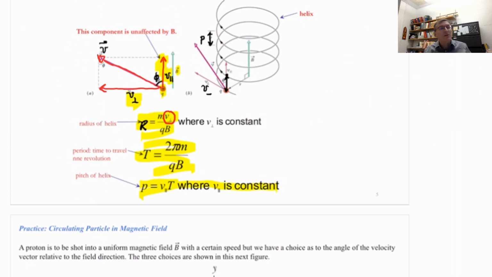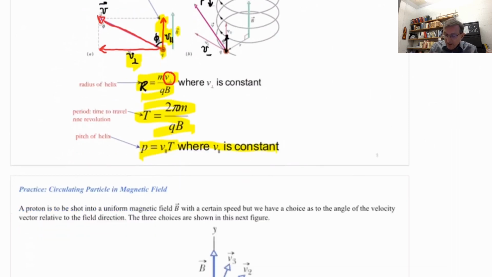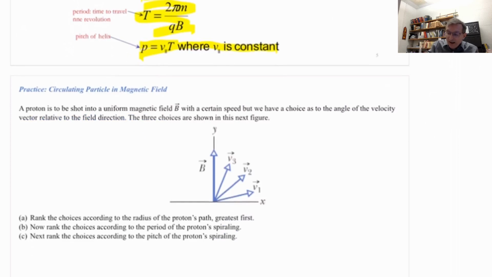All right, so we're going to talk about that in class, the circular motion of a charged particle in a magnetic field. It is pretty important. It happens a lot in nature, particularly in Earth's atmosphere, and it happens a lot in physics labs. So let's end with a little class engagement for Blackboard for a circulating particle in a magnetic field.